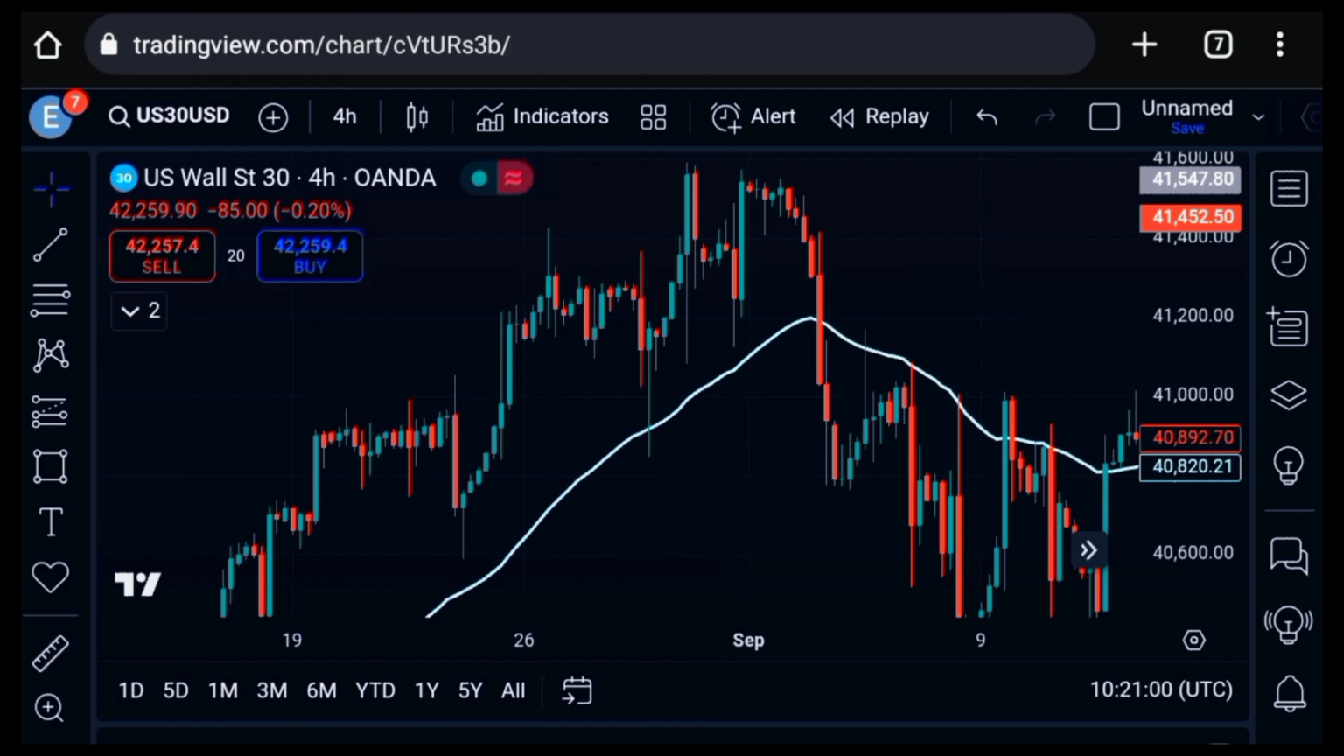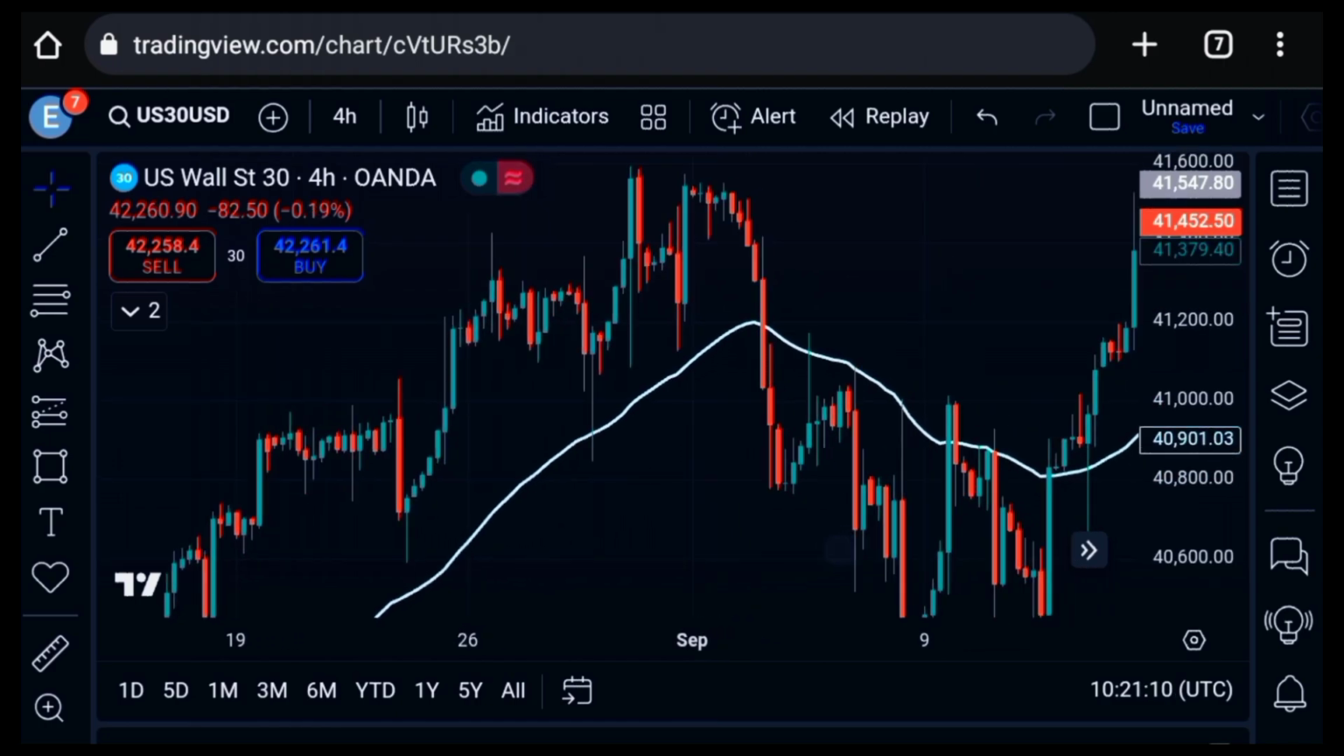So right here on my H4, we are going to take a sell trade. How do we go about this? One, remember what I told you before. One, it's your trend. Two, it's your structure. Three, it's a break of structure again, which is a liquidity grab. Four, is your entry criteria.